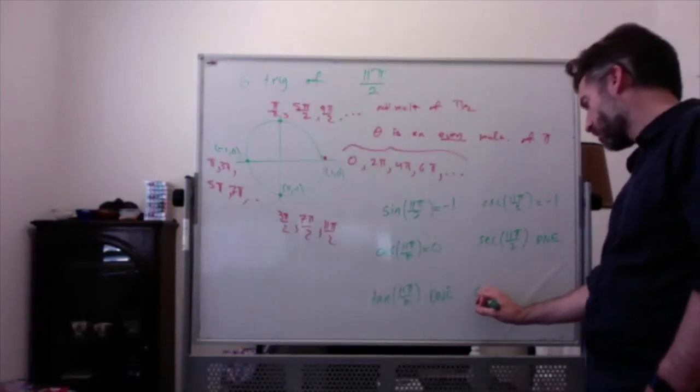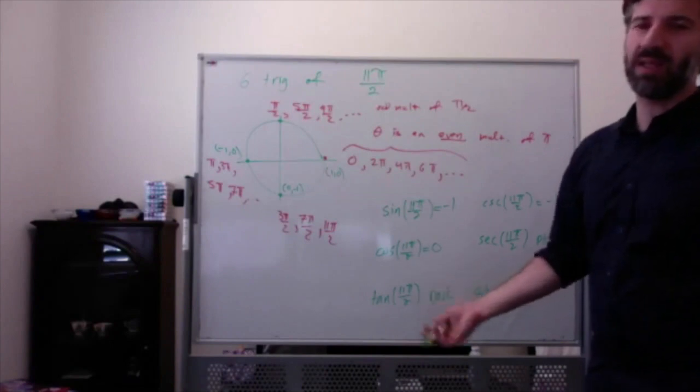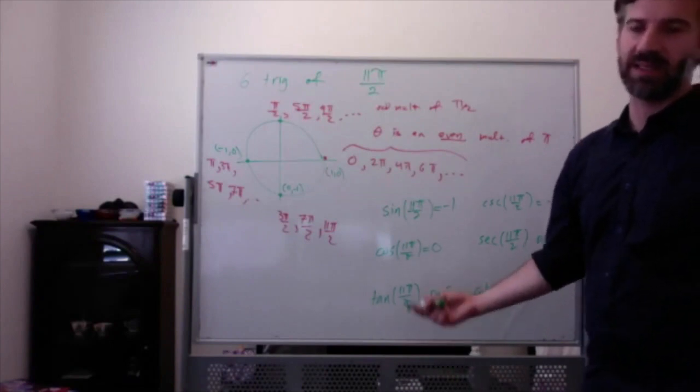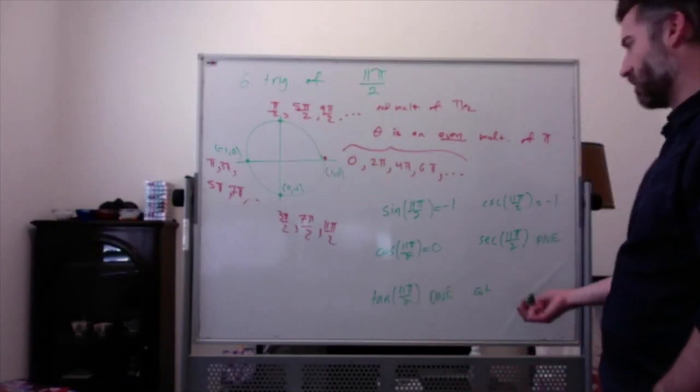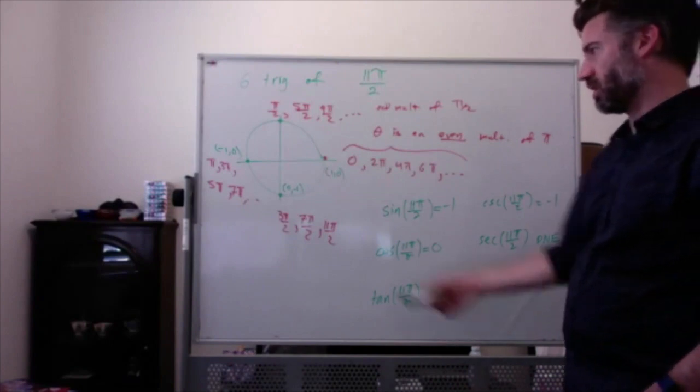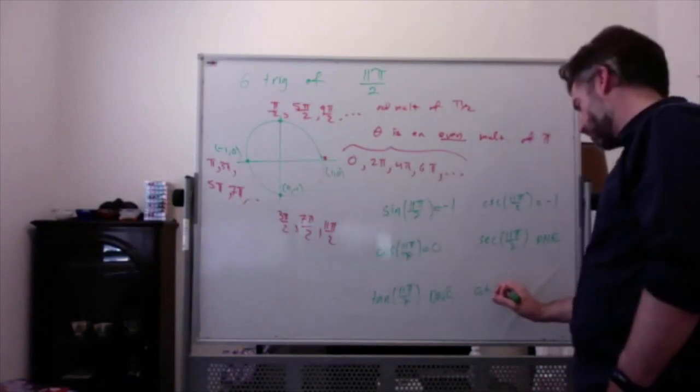And then I don't really want to say that the reciprocal of does not exist is 0. What I really want to say is just that we know that cotangent is going to be 0 over -1, which is 0.